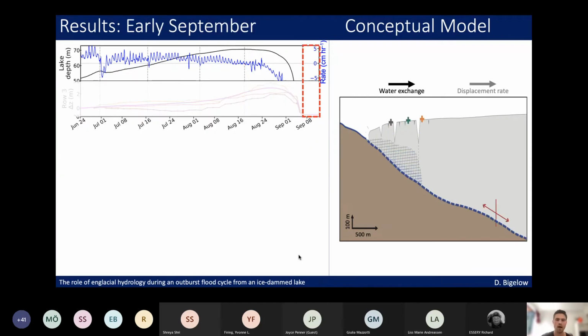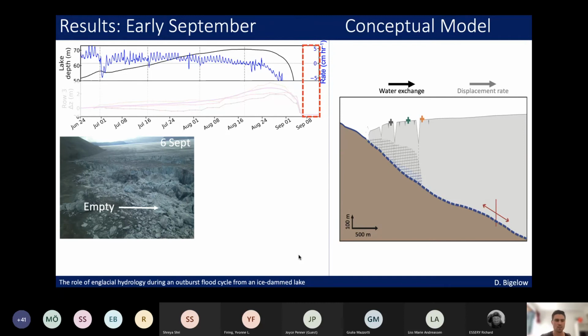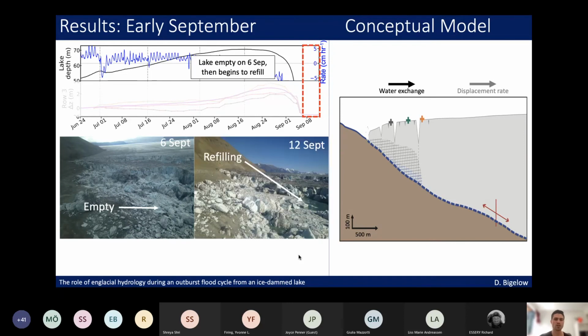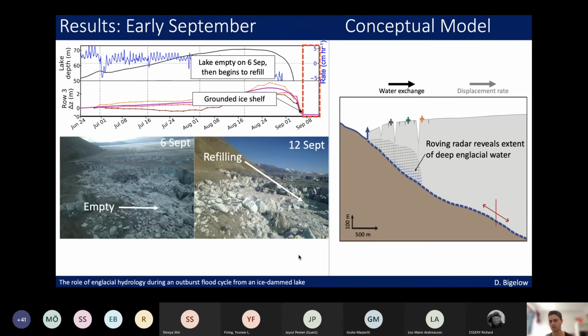So finally, what we also noted was the lake did start to refill a little bit at the end of the season. When we look at the images, you can see by the 6th of September it was empty, whereas shortly thereafter, it started to refill. The ice shelf remained grounded throughout this period, whereas we did measure an increase in the reflection power following the drainage event deep in the ice. So that's down here.